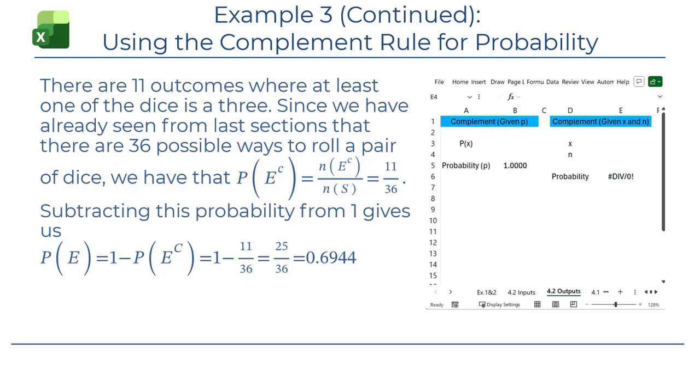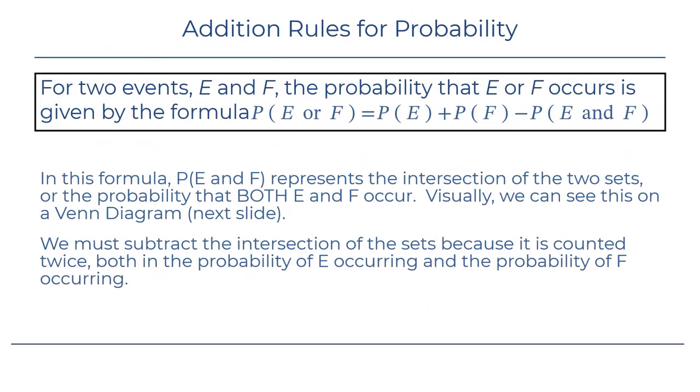Now we know there are 11 outcomes where at least one of the die is a 3, which means we can find the complement of the event. So if we enter 11 out of 36 total outcomes, the complement of that is 1 minus 11 divided by 36, 25/36, or 0.6944. This brings us to the addition rule for probability.